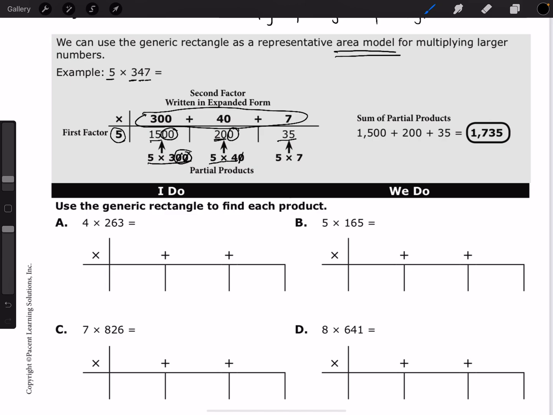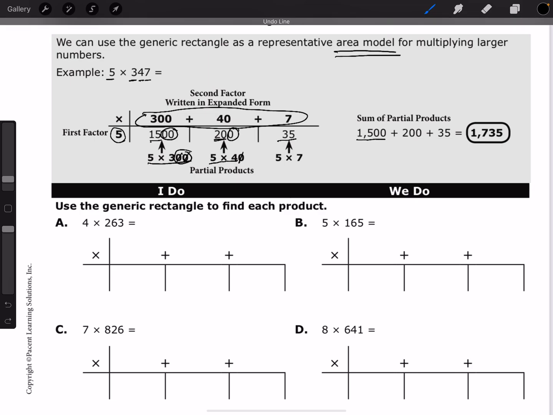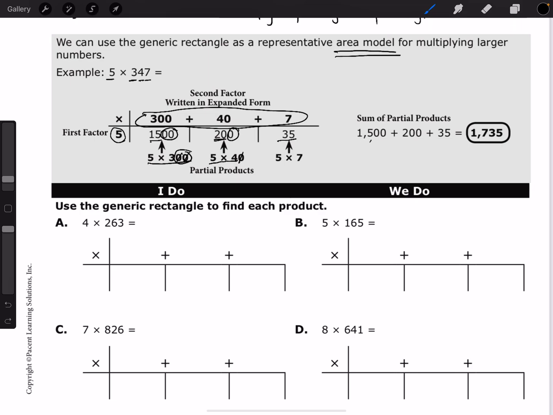And then we take the partial products of 1,500, 200, 35. And does it matter if you do it vertically or horizontally? No. So you could do 1,500 plus 200 plus 35 if you want to. 0 plus 0 plus 5 would be 5. 0 plus 0 plus 3 is 3. 5 plus 2 is 7. Bring down your comma. And 1. 1 plus 0 would be 1.